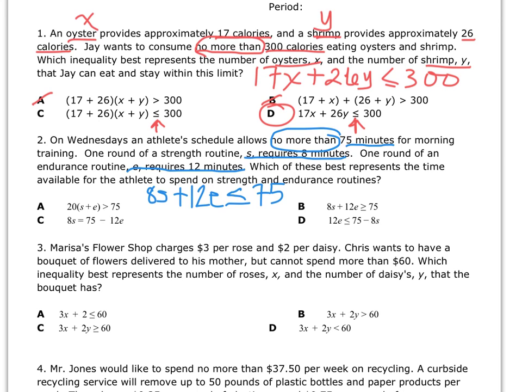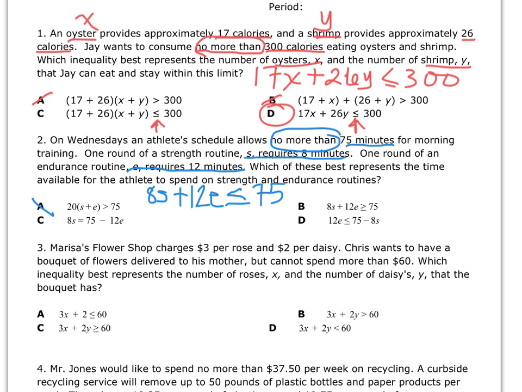Well, could it be A? Could we distribute that 20 in answer choice A and get something similar? We could, but look at our inequality. This is greater than, but our inequality needs to be less than or equal to. So can A be a possible answer? No. So I'm going to mark out A. Definitely can't be A.